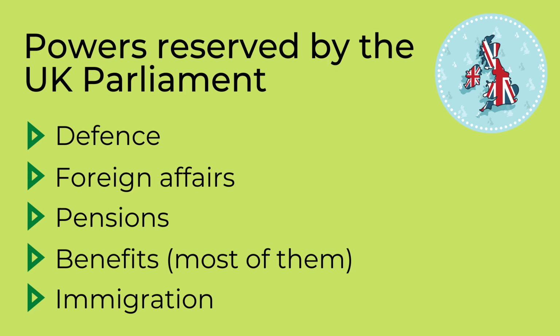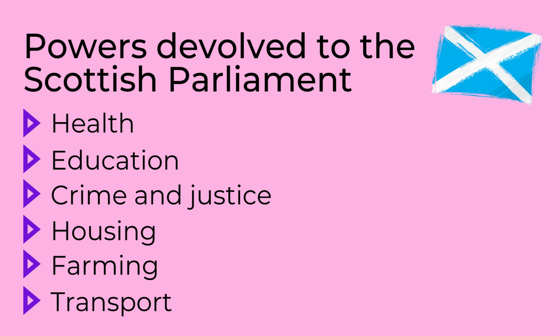The UK government reserves power over issues like national defence, foreign affairs, pensions, most benefits and immigration. The Scottish Parliament's got responsibility for issues like health, education, crime, justice, housing, farming and transport, and lots of other things. And this list hasn't stayed exactly the same since 1998.